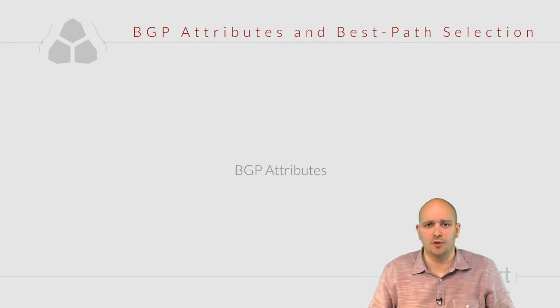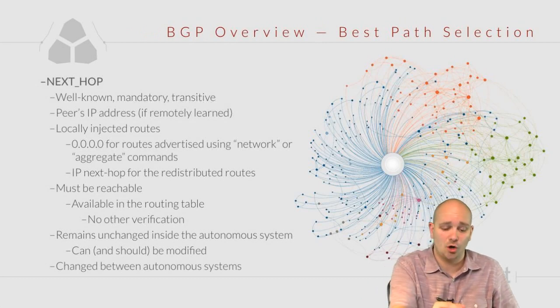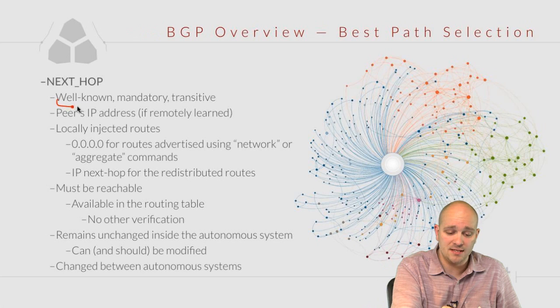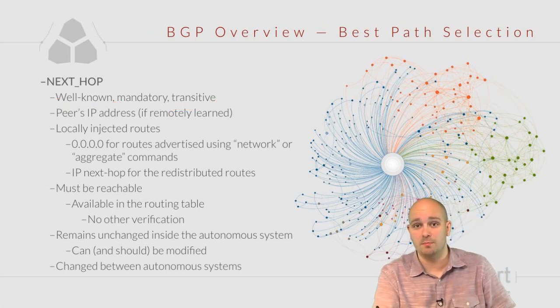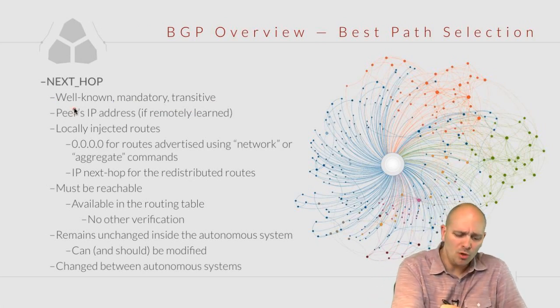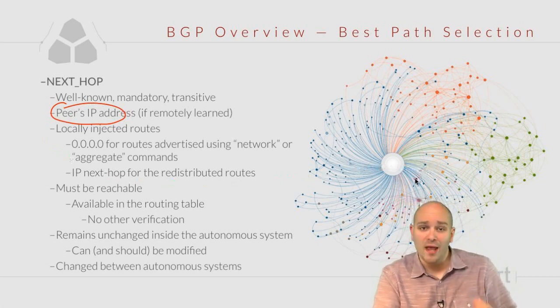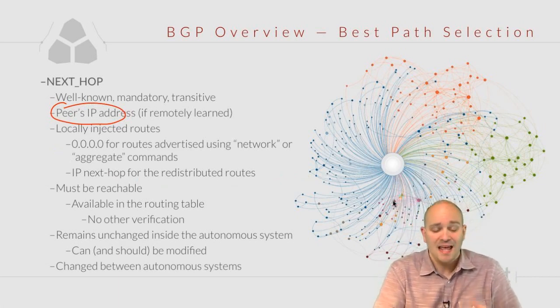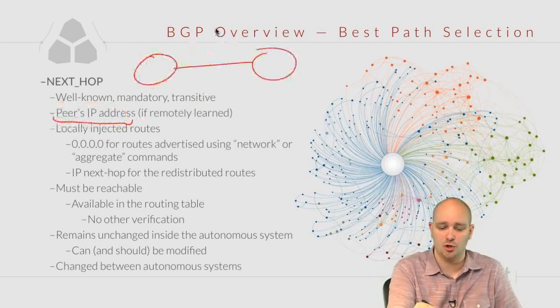So let's start with our step 0. Our step 0 is the next hop attribute. Next hop is a well-known mandatory transitive attribute, which means that it will be present on every single BGP update. What next hop is depends really on where we are observing the route. It is usually going to be the peer's IP address, and by that I mean when we have two external peers.